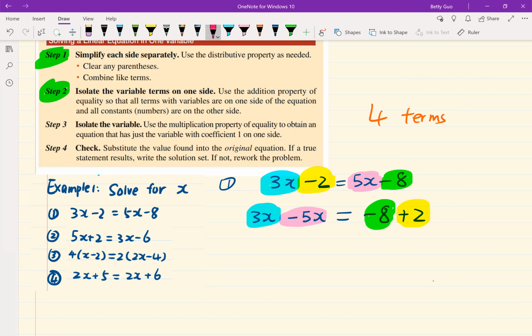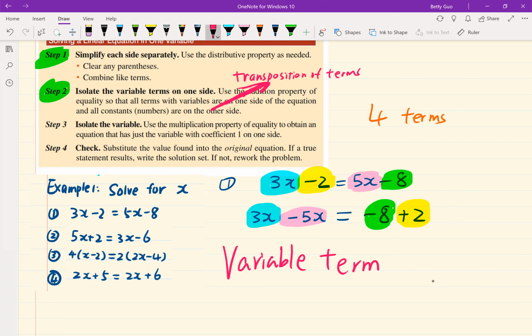The only difference in step 2 is we use a transposition of terms. We use that technique to collect variable terms on the left. What are the variable terms? Blue and pink in this case are variable terms. They contain x. The yellow and the green are not variable terms because they do not contain a variable. Very straightforward.